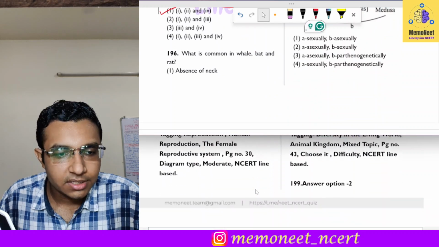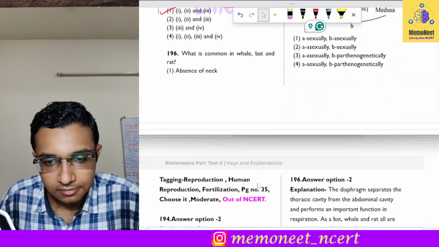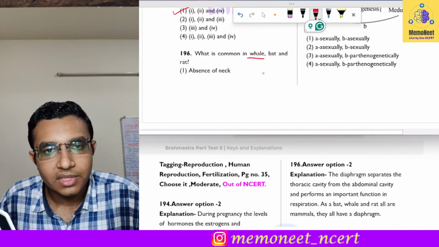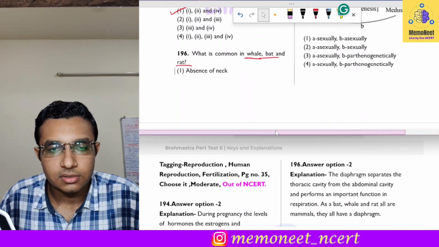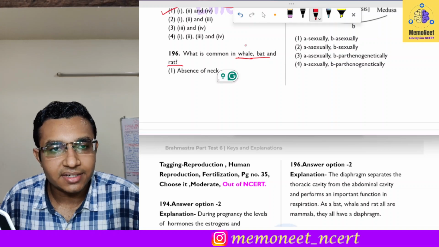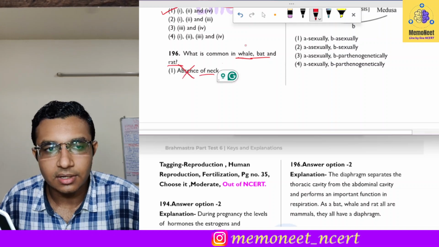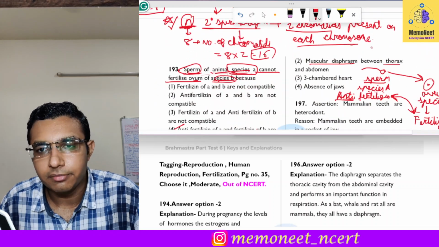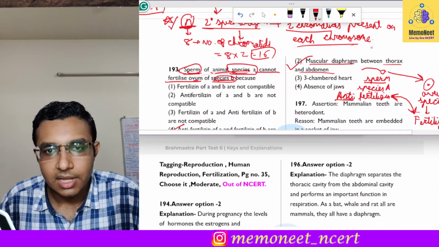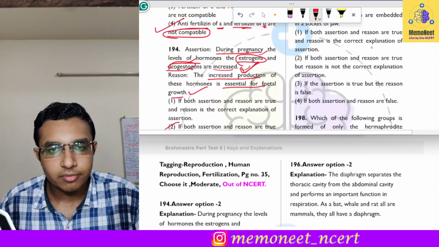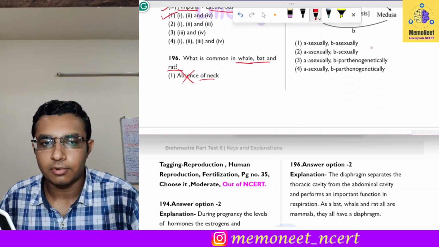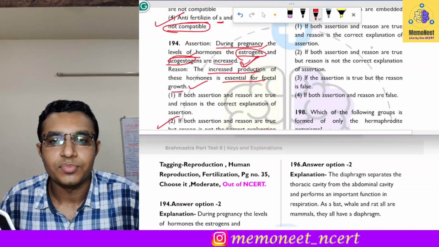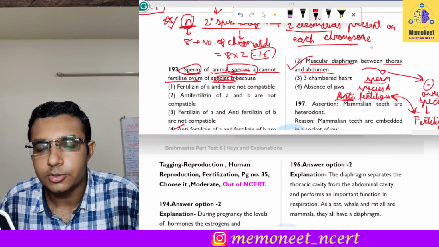Moving on to the next question, that is question number 196. It states, what is common in whale, bat and rat? Okay, so the first option, absence of neck. No, this is incorrect. The second is muscular diaphragm between the thorax and abdomen. So yes, a muscular diaphragm is present between the thorax and abdomen, and it helps in the process of respiration, which is common in whale, bat and rat. Okay, so here the correct answer of this question is option 2.